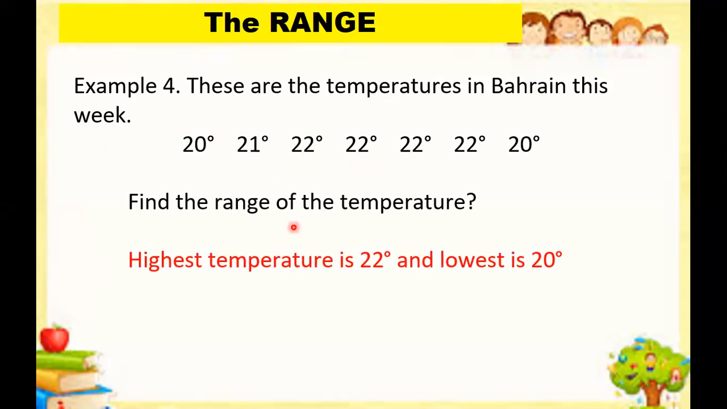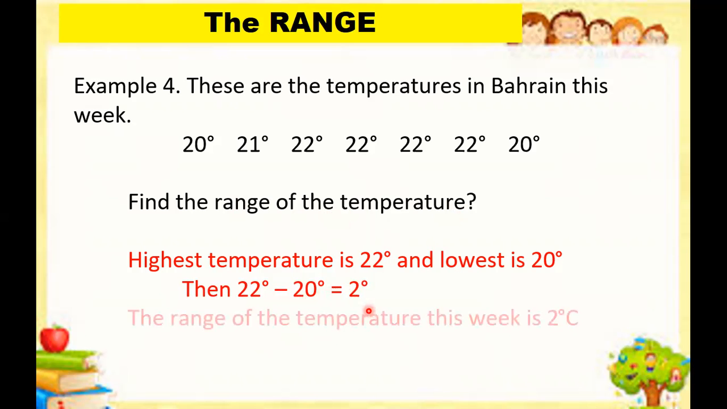So, the highest temperature is 22 and the lowest is 20 degrees. So, we will subtract them. So 22 minus 20 is equal to 2. So therefore, the range of the temperature in Bahrain is 2. Clear? I hope it's clear for you.